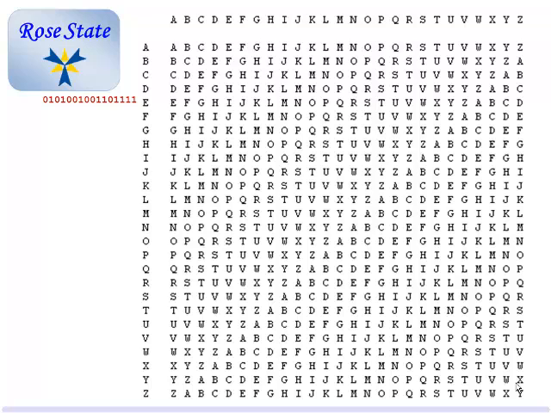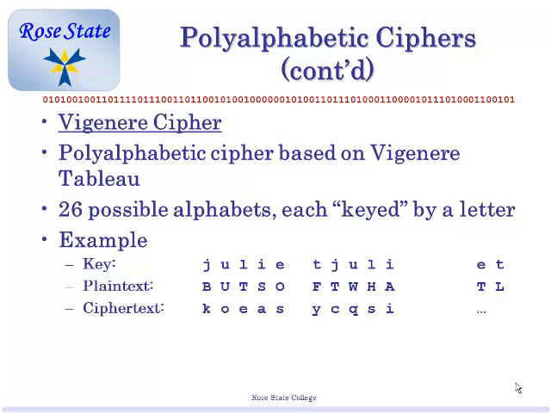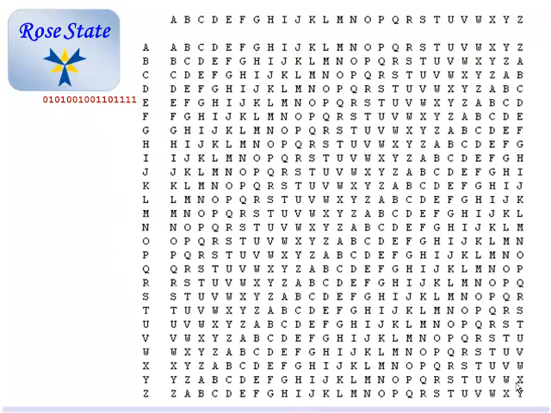Key E, plain text O, ciphertext S. Okay. Now let's go back one and see if we did that right. K-E-O-A-S. Everybody see how I did that? Everybody following along? How hard is that to do?